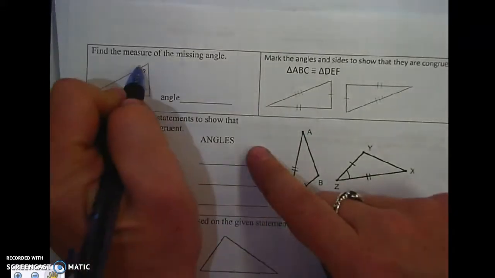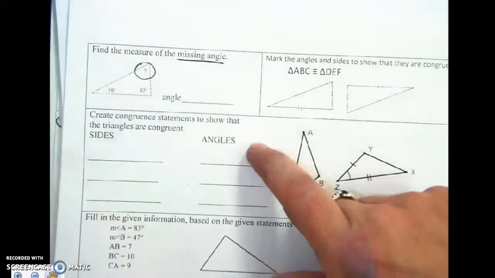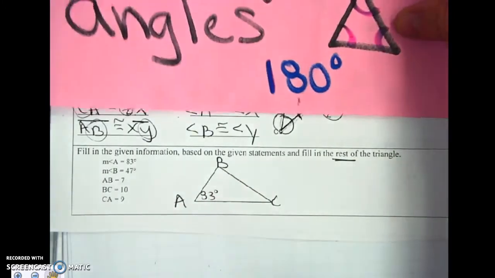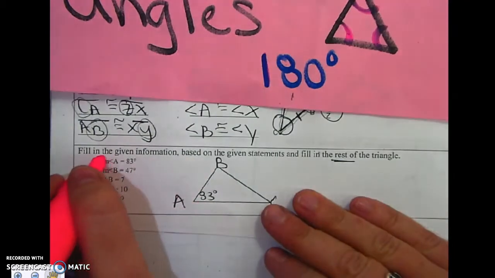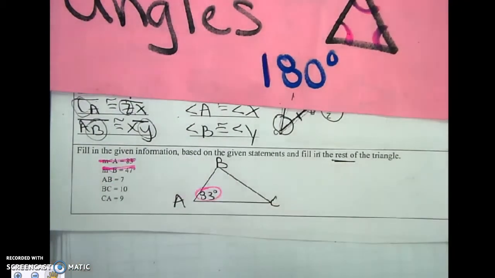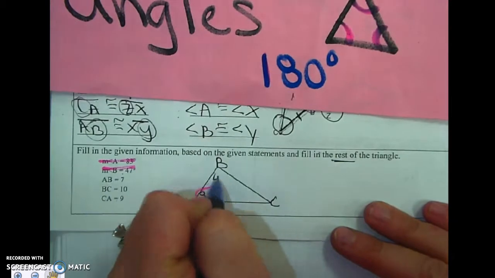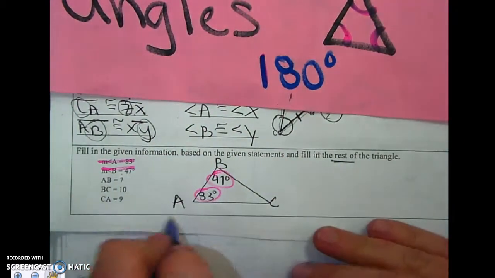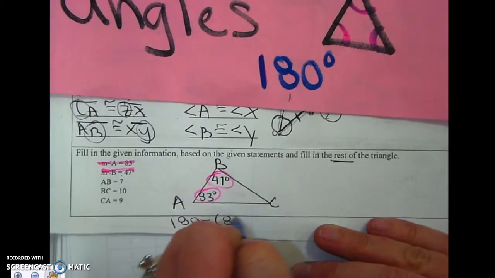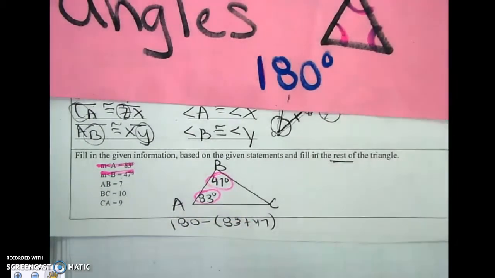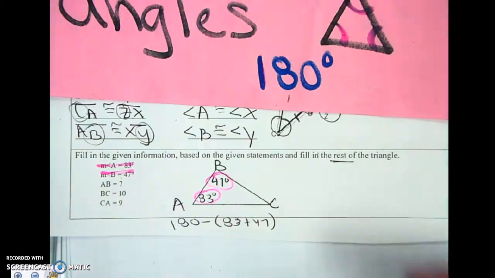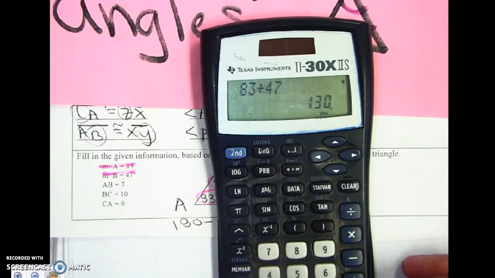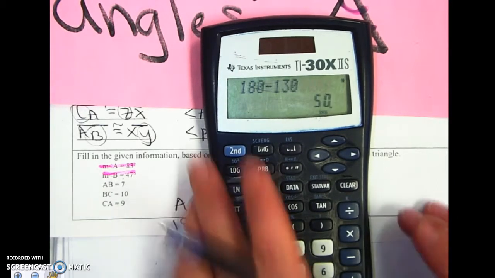So for the first one, they want you to figure out what is the missing angle. Angles are on the inside. So an angle is going to be on the inside, this is the inside. And then angle B is 47 degrees inside. And then I go 180 minus 83 plus 47. So I'm going to go 83 plus 47, 180 minus 130, boom, 50.